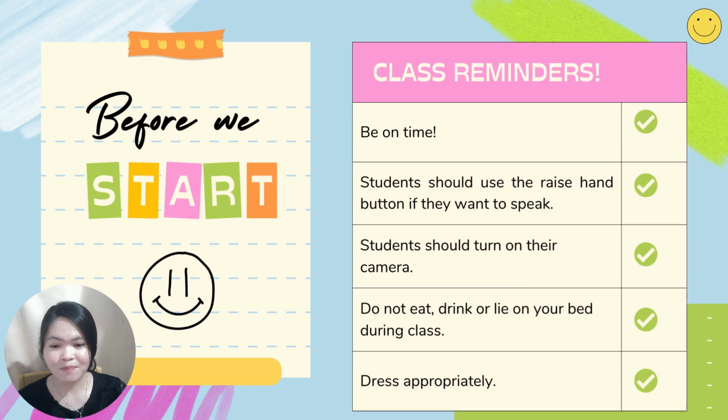And the last one is dress appropriately. Remember, we are not attending a party to look alluring, to be sexy, and to look fancy. Remember, we are here to learn. So dress properly. Thank you.